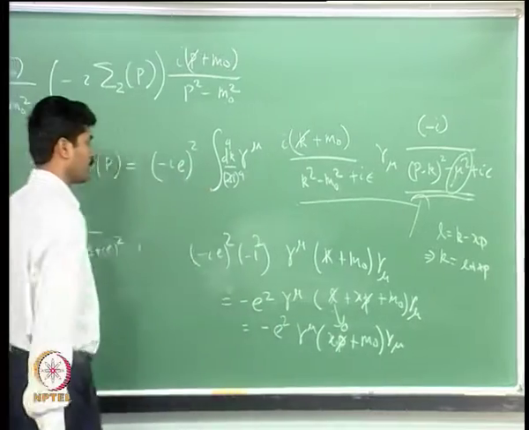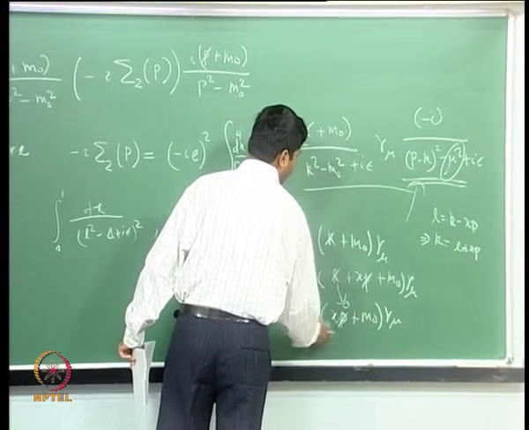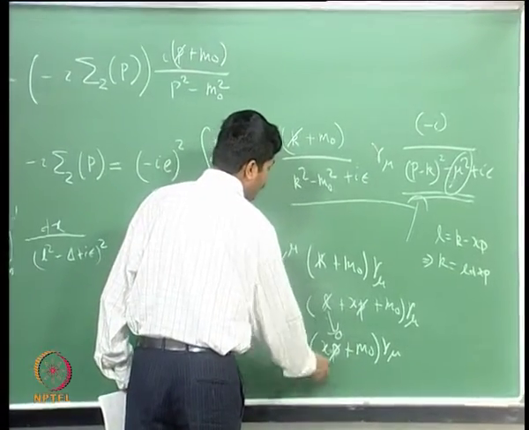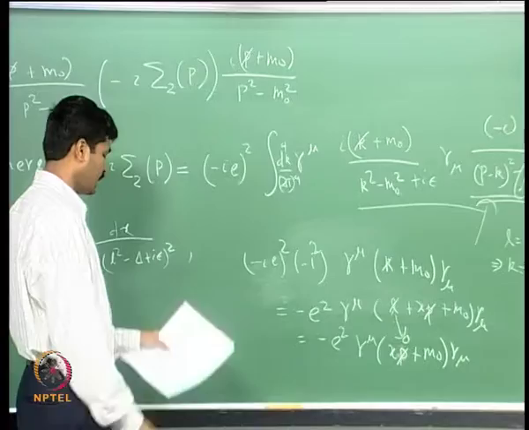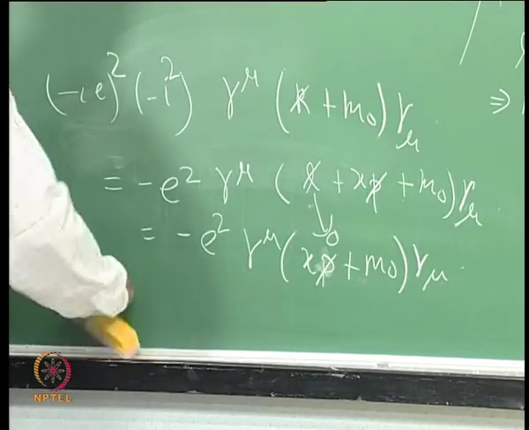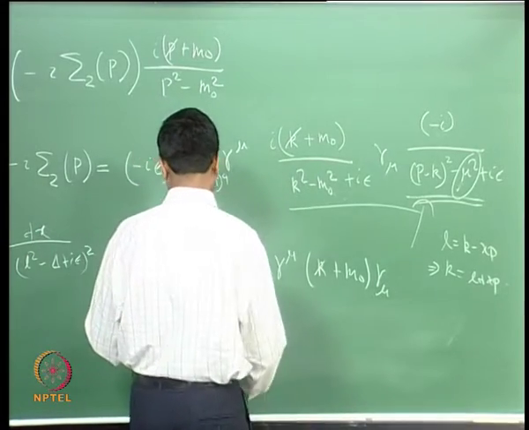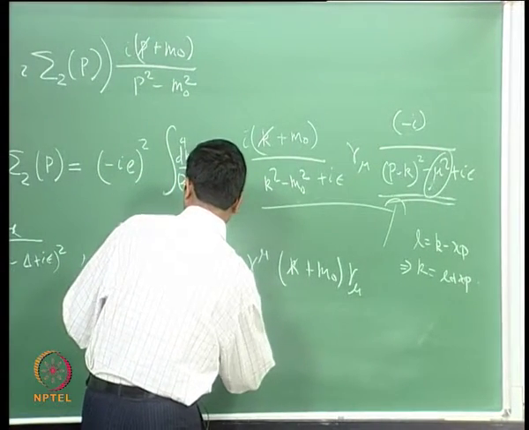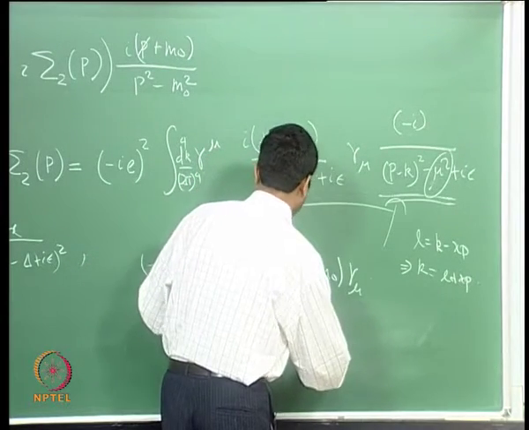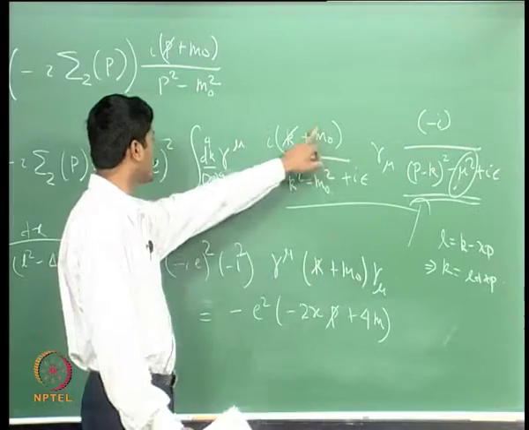This is what we are left with, and if you take the gamma mu's inside, gamma mu gamma mu will give you 4 here. So, you have 4 m0, and gamma mu p slash gamma mu, we have evaluated it any number of times, it is simply given by minus 2 p slash. So, at the end of the day, this numerator here is simply given by minus e square times (minus 2 x p slash plus 4 m0). So, we will substitute this for the numerator.